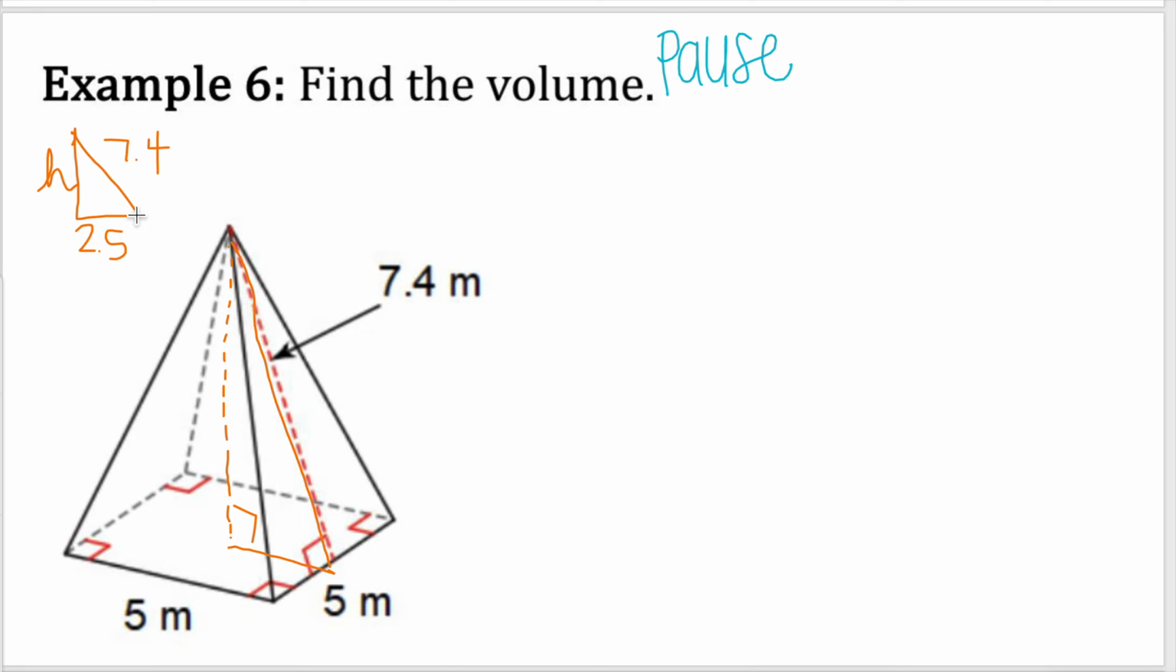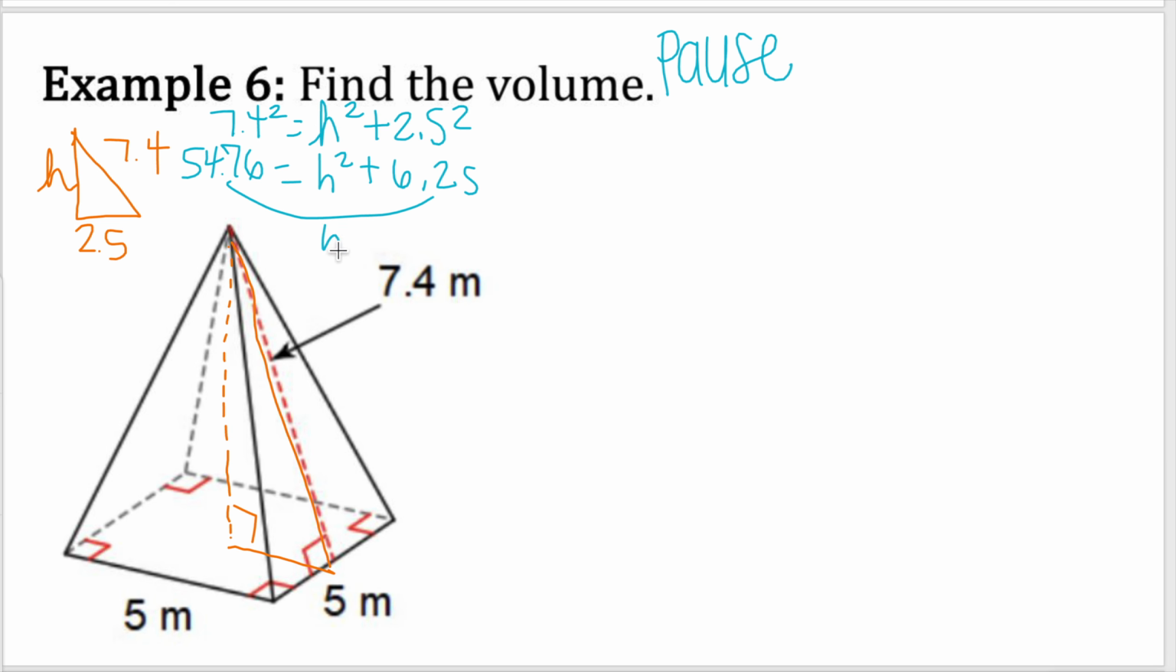So using maybe Pythagorean theorem here, I'm going to take 7.4 squared and set that equal to h squared plus 2.5 squared. 2.5 squared is 6.25, and then 7.4 squared is about 54.76. So I'm going to take 54.76 and subtract 6.25. So h squared is about 48.51. So taking the square root of 48.51, about 6.96. So that's going to be my true height right here.